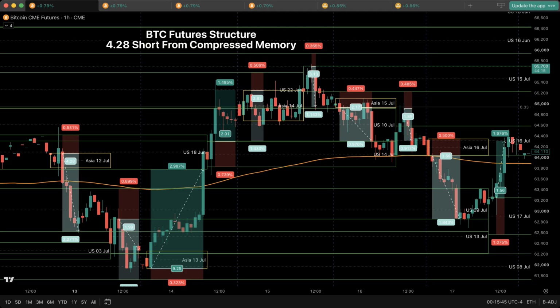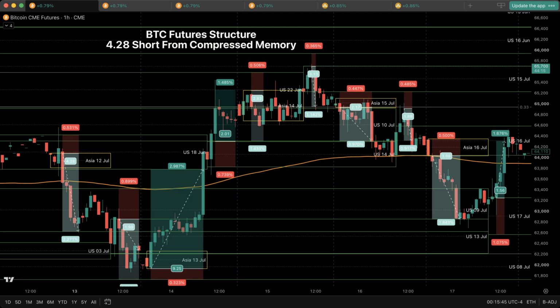So the stop belongs at the June 18th US upper boundary, not inside the compressed noise, not too tight, not placed under fear, but at the line where the short idea breaks. If price reaches it, leave. No hope, no argument, no waiting for one more candle.